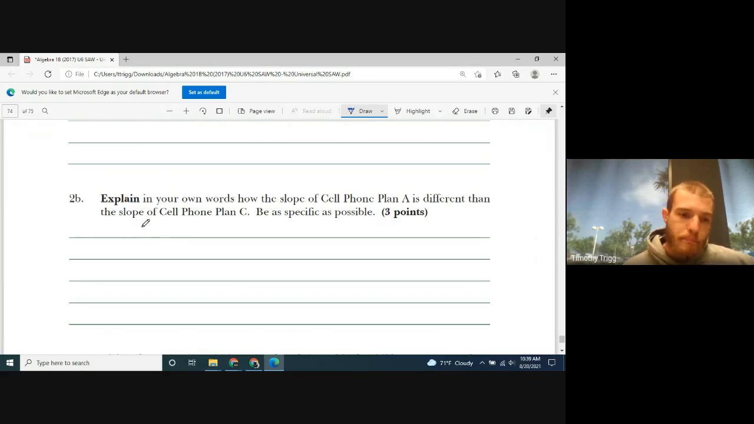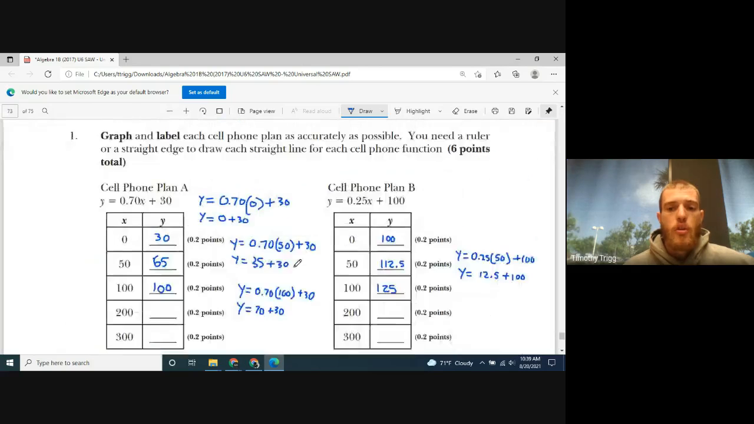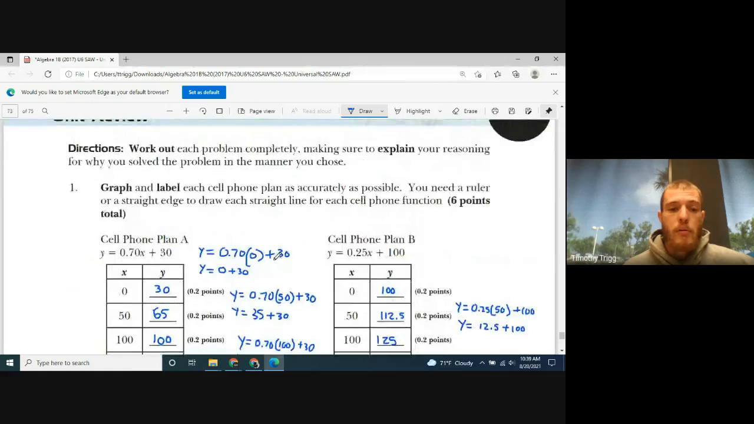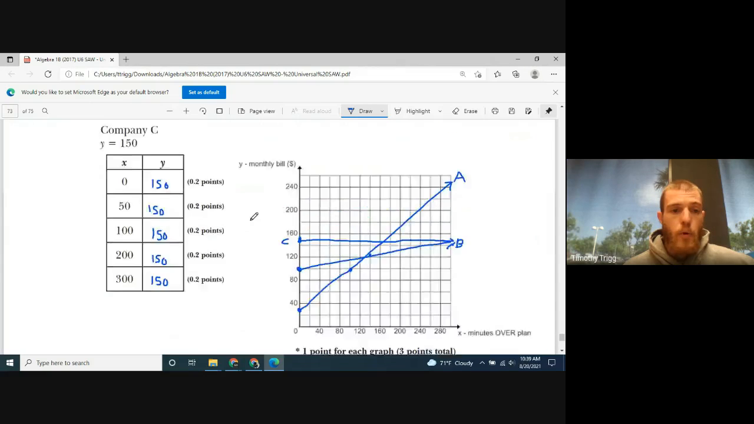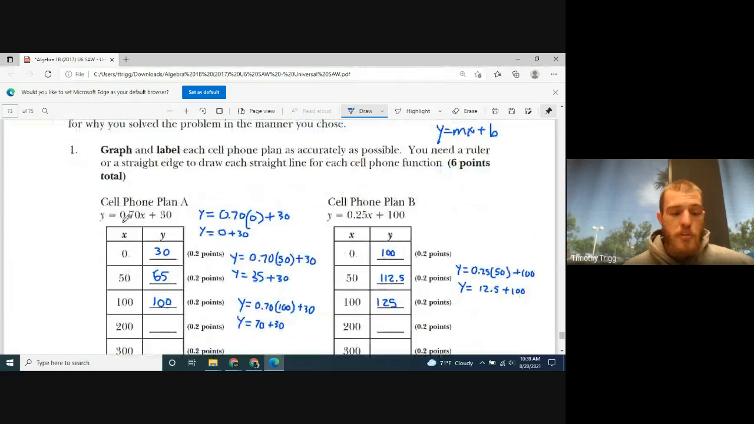Question 2, part B. Explain in your own words how the slope of cell phone plan A is different than the slope of cell phone plan C. Be as specific as possible. So hopefully you remember in the equation of a line, if you have an equation in this form, y equals mx plus b, the m is the slope. So if we're looking at cell phone plan A, what's the slope? Well, the slope is 0.7. You see that there. The slope is 0.7 for cell phone plan A.